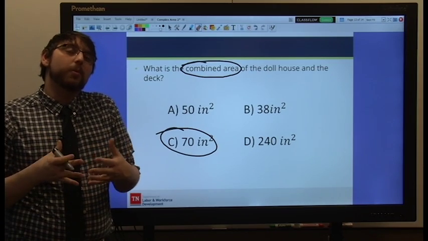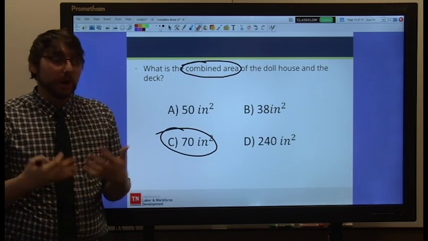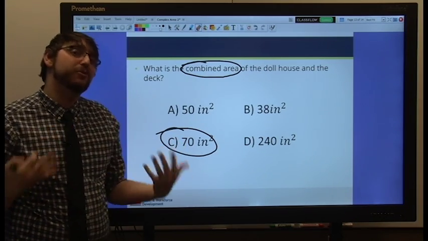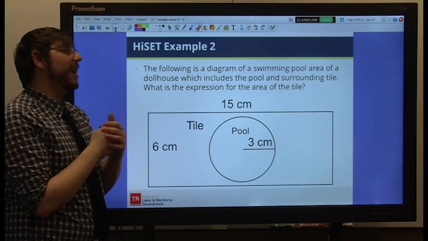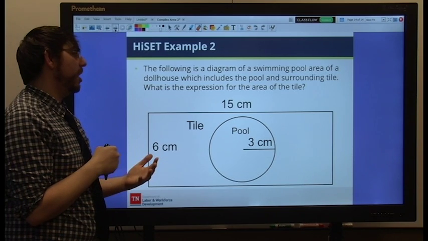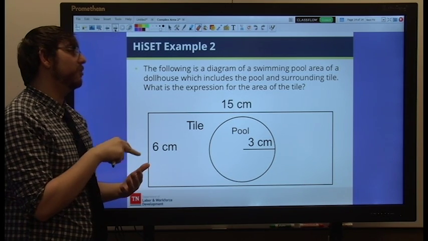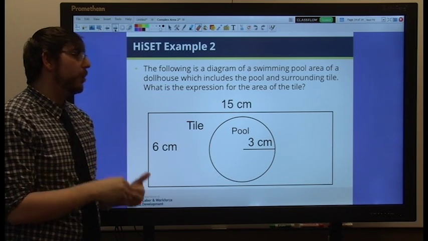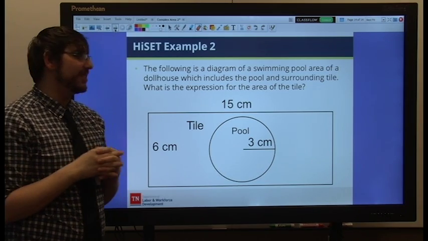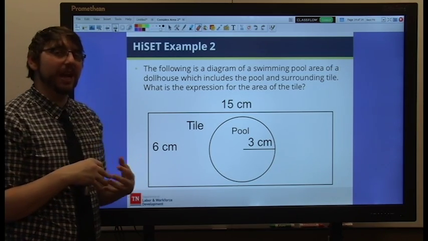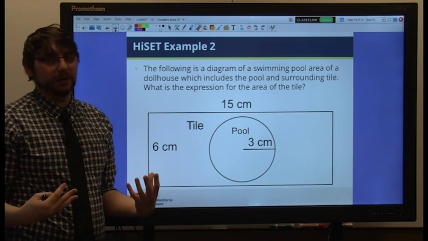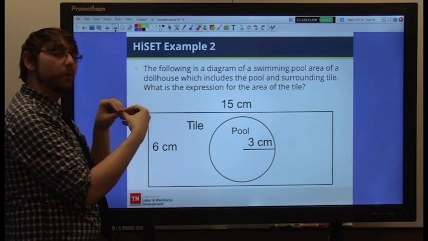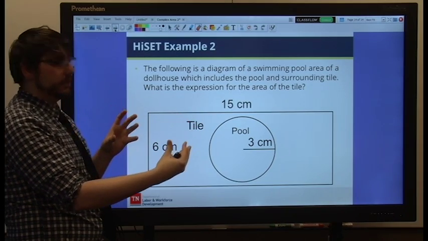So we just did a problem where you had to add the areas together. There are situations on the HiSET where you would have to subtract the areas. For example, this question. The following is a diagram of a swimming pool area of a dollhouse which includes the pool and surrounding tile. What is the expression for the area of the tile? This one is slightly different than what we just did. We actually found an answer. This one wants us to find the expression for it. So what does that exactly mean? It means it wants you to write out how you would do it.